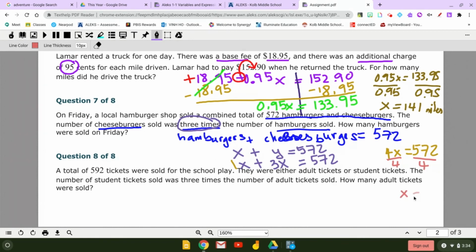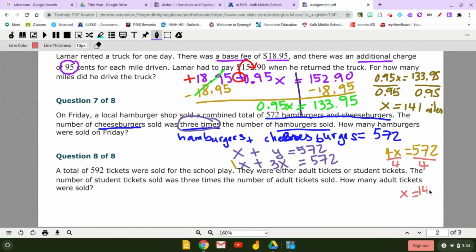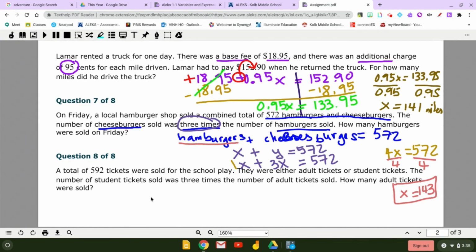All right, so x equals 572 divided by 4, which is 143. So 143 is the x, and x stands for the amount of hamburgers. How many hamburgers were sold on Friday? There were 143 hamburgers sold on Friday. That's it. Okay, we're heading to the last problem.